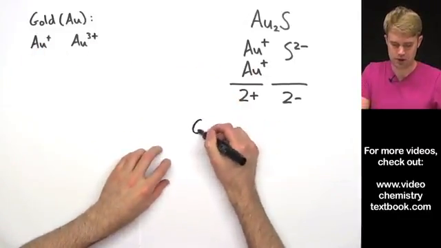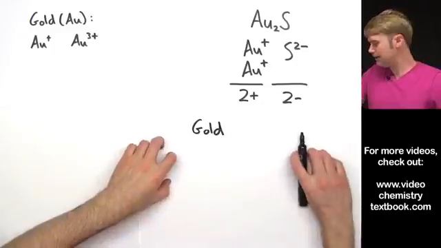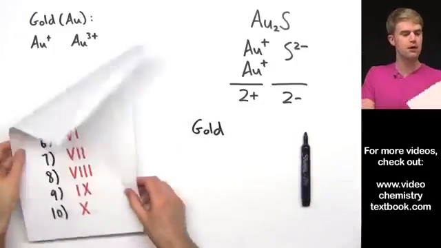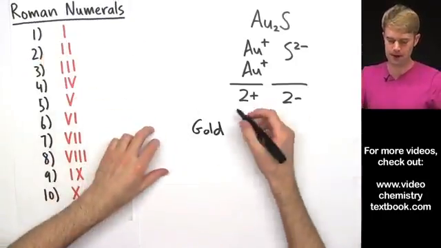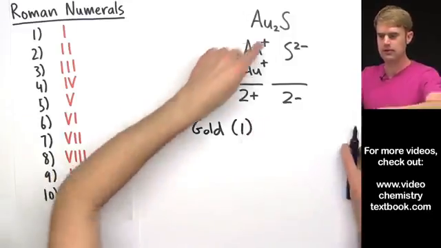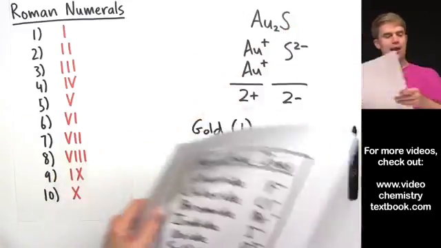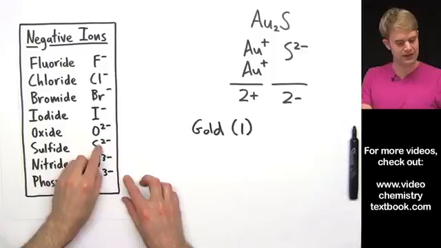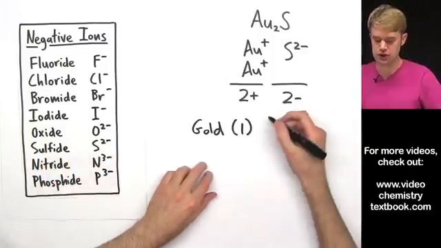So we're going to call this gold, and then we'll use the Roman numeral, gold(I) in parentheses. And for S, when S is a negative ion, S2-, we call it sulfide.